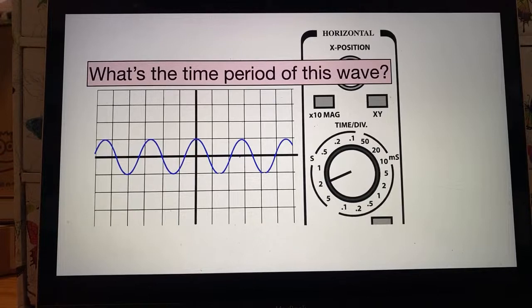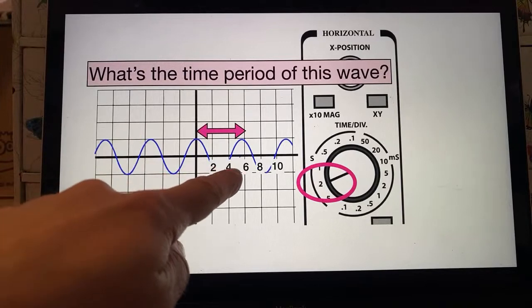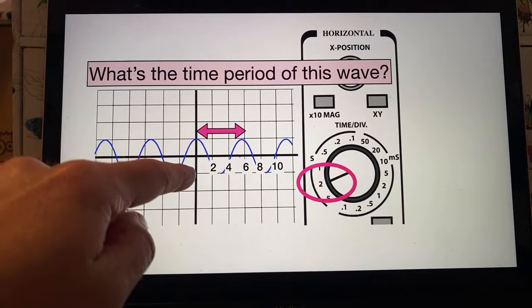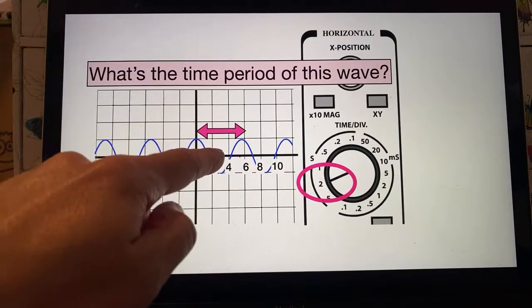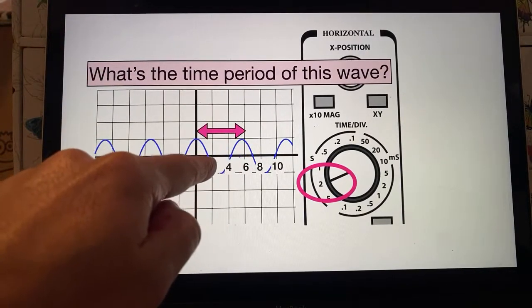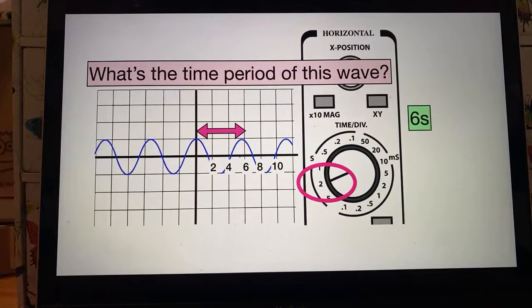All right, let's have a look. It's 2 seconds per division. So we can picture each one of these divisions as being 2 seconds. And we've got 1, 2, 3, oh yeah, beg your pardon, 1, 2, 3 divisions there, but each division is 2 seconds. So the answer is 6 seconds.